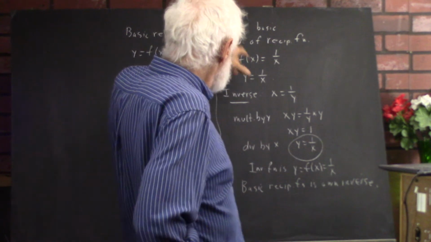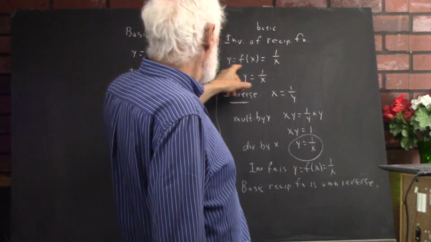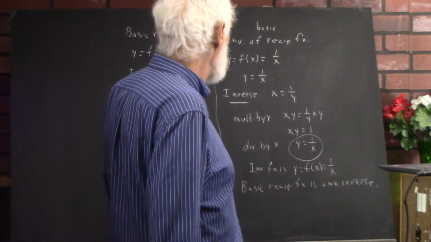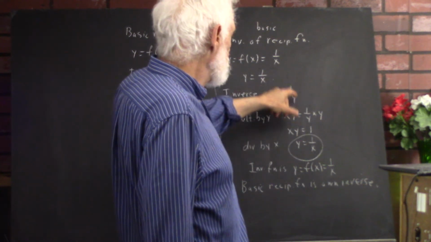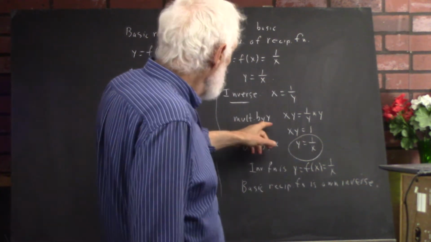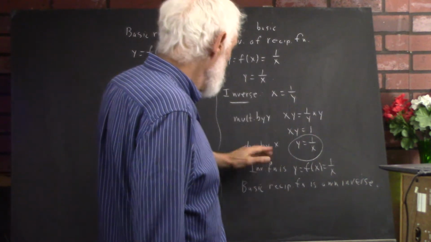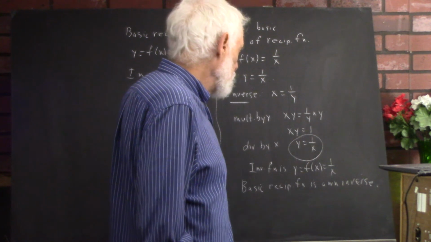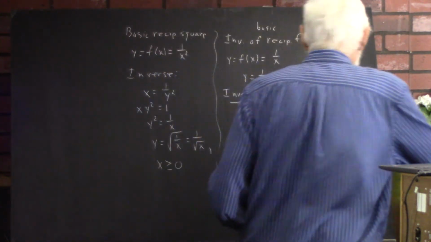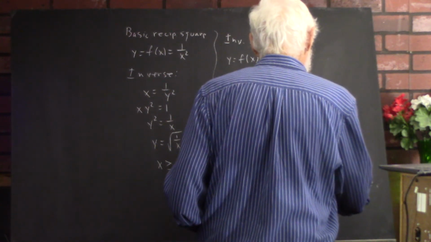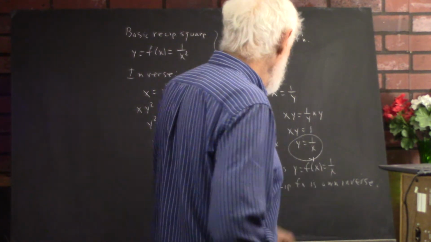Basic inverse, the inverse of the basic reciprocal function. y equals f of x equals 1 over x. So y equals 1 over x. You invert that, x equals 1 over y. You multiply by y, and so forth. Well, the solution steps are easy. I've written them out. And you get y equals 1 over x, and you see that the inverse function is y equals f. I wrote f of x. I should have written f inverse of x, which is 1 over x.